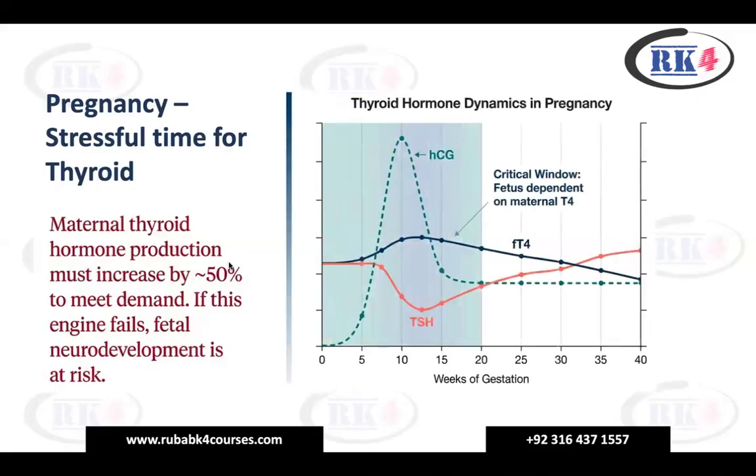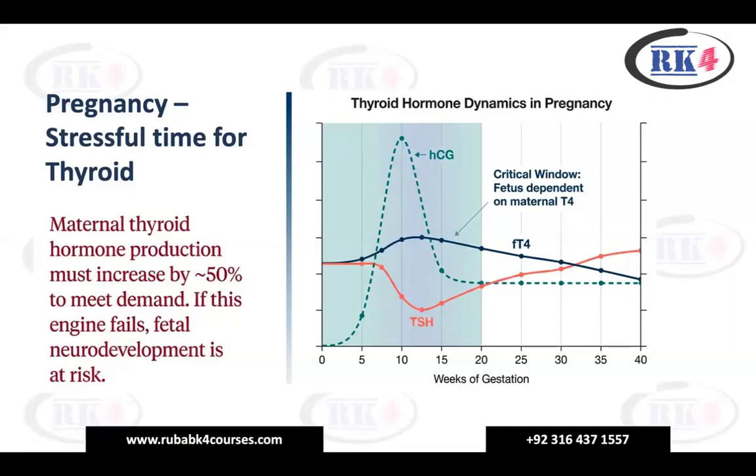So what happens to the thyroid hormone? These are the thyroid hormone dynamics. As the woman gets pregnant, the HCG levels increase. We know that HCG has an alpha subunit and a beta subunit. The alpha subunit of HCG is similar to TSH. So once HCG levels are high, the TSH levels are reduced or suppressed, and this is a physiological phenomenon.